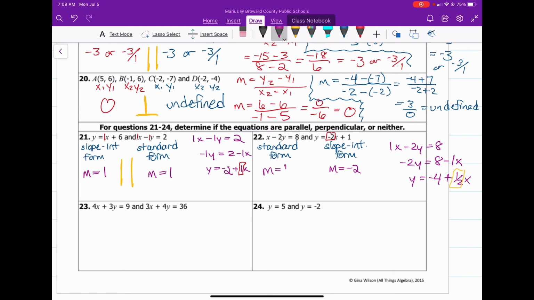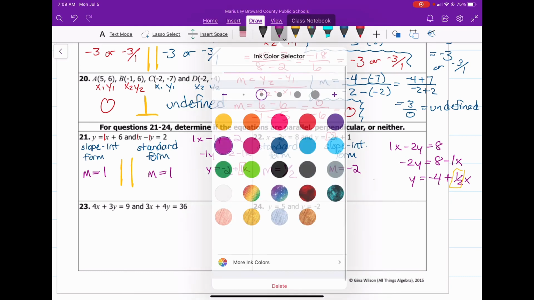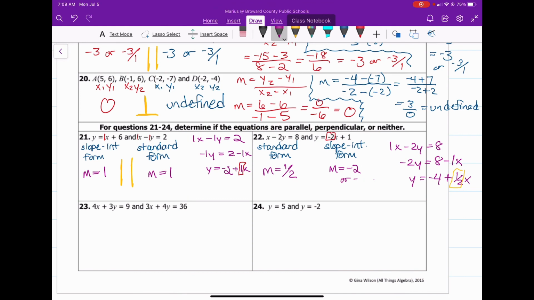M equals positive 1/2. Now, positive 1/2 and negative 2, or we could write this as negative 2 over 1, right? Which would make these perpendicular, because they're opposite reciprocals, okay? Now, let's take a look at number 23. Number 23, both of these are in standard form. Both equations. So we have to solve for y for both of them.